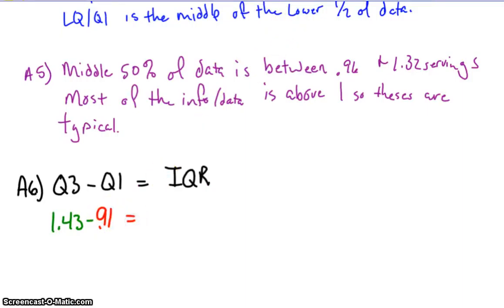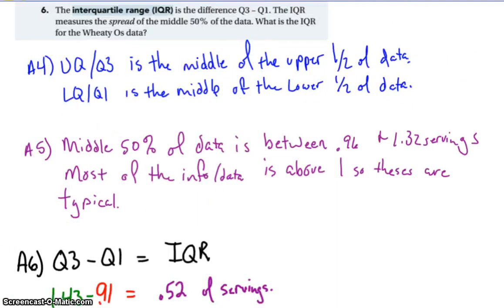Okay, and then the IQR for this is going to be the difference. So 1.43 minus 0.91 is 0.52, or 52 hundredths of a serving. Okay, and that is the IQR. The IQR has a spread of about 0.52. And so really it's not that varied.